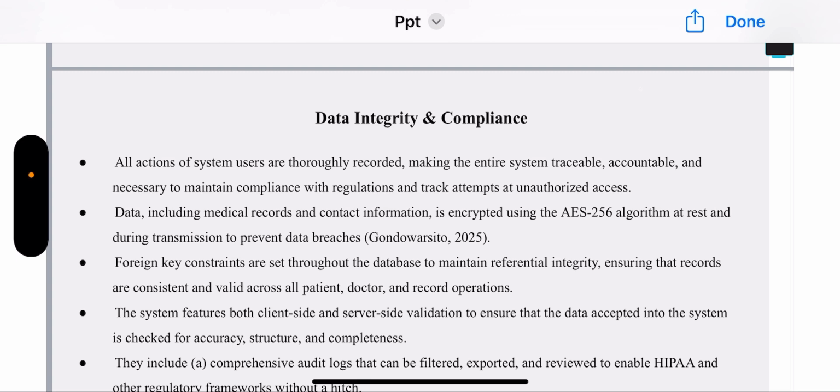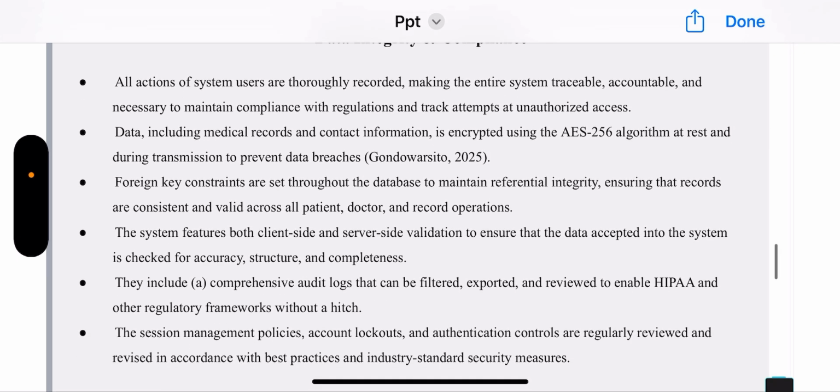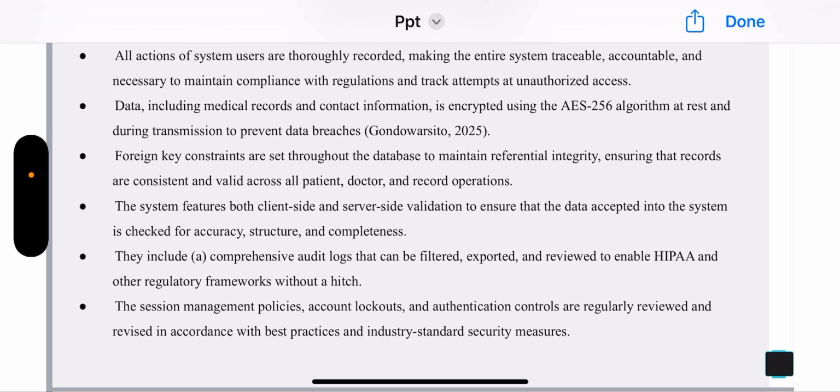All actions of the system users are thoroughly recorded, making the entire system trackable and accountable, which is necessary to maintain compliance with the regulations and to track attempts at unauthorized access. The system features both client-side and server-side validation to ensure that the data accepted into the system is tracked for accuracy, structure, and completeness.